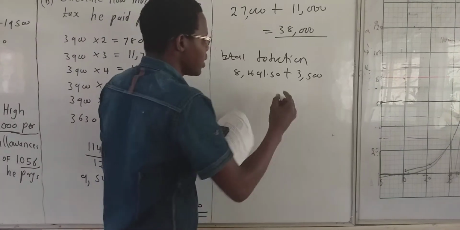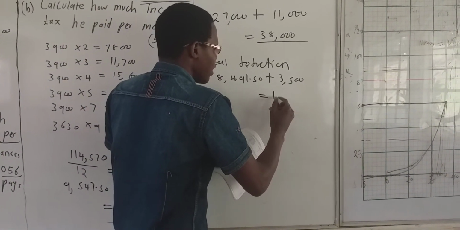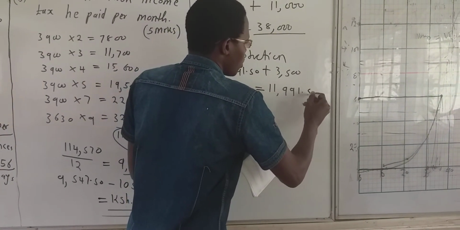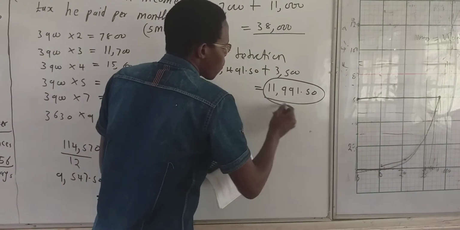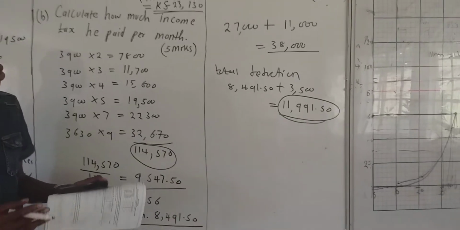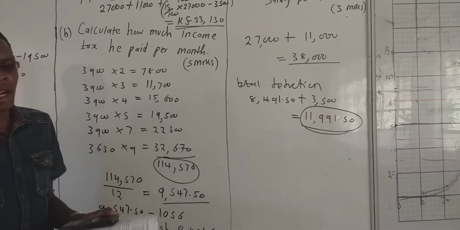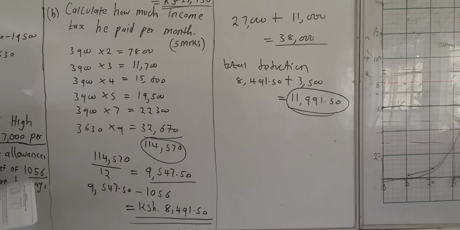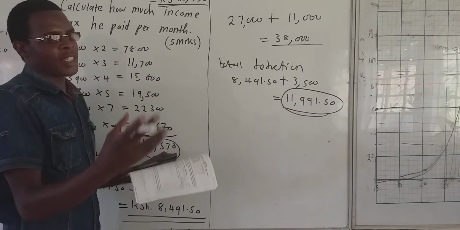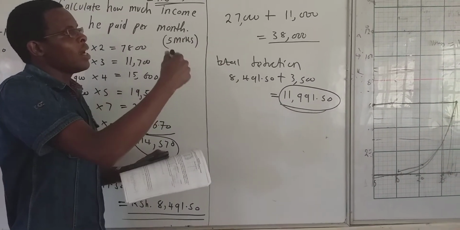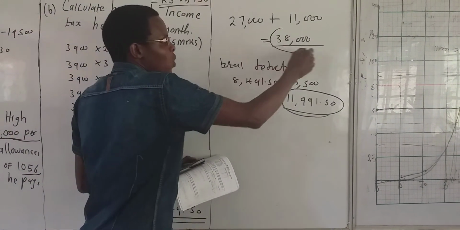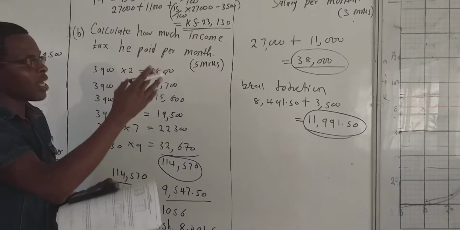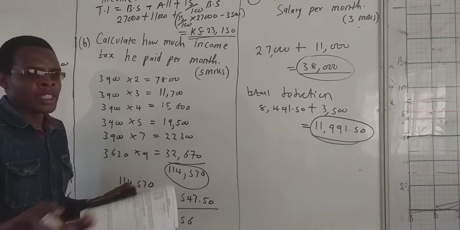This is going to give us a summation of 11,991.50. So this is the total amount of money which this Mr. Okomo is going to be deducted from his account. Then how can we find the net salary? I've said net salary is the basic salary plus the allowances, whereby we have this one minus the total deduction. It is the basic salary plus the allowances minus the total deduction.